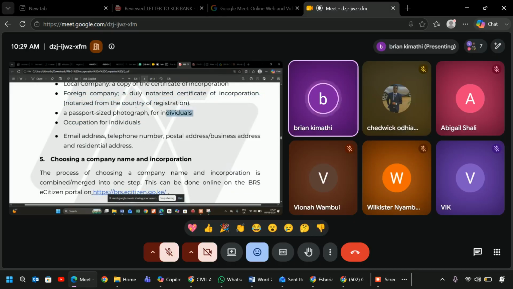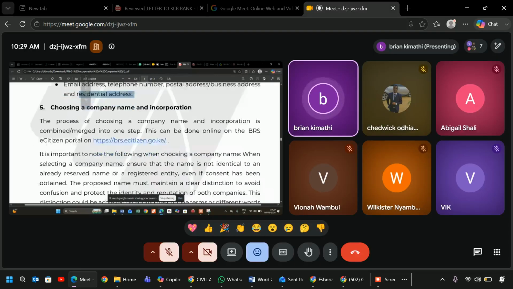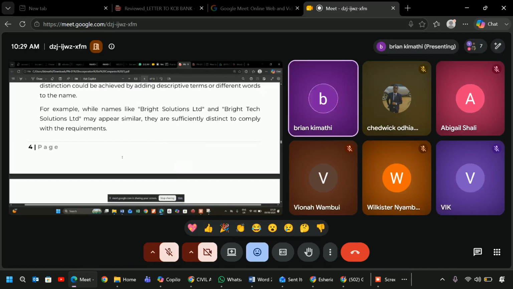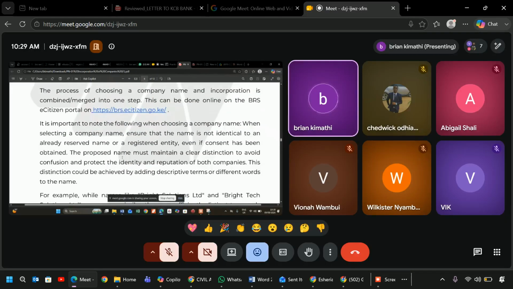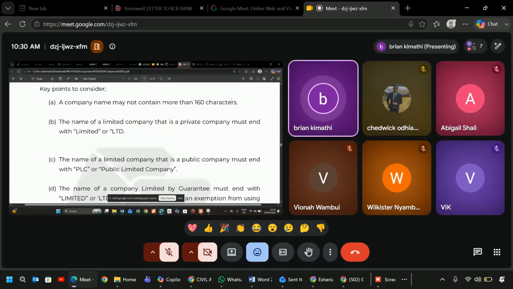A passport-sized photograph for individuals, occupation of individuals, email address, telephone number, postal address, business address, and residential address. You choose a company name. We saw you enter your names. Then it tells you whether the name is identical or something. So we shall proceed very fast. You consider the following points. So this is also specified by the Companies Act on the naming. If you go to the schedule of the Companies Act, there are specific guidelines on naming of a company. So I hope you shall look at it.